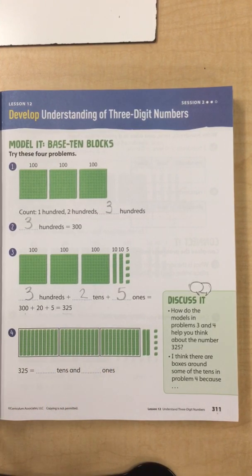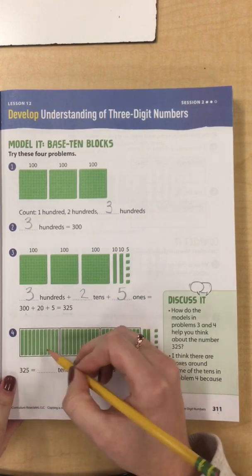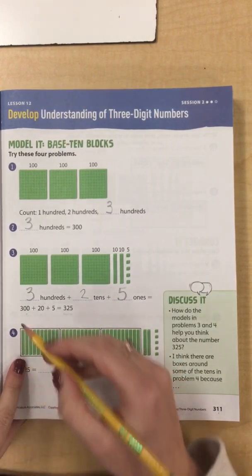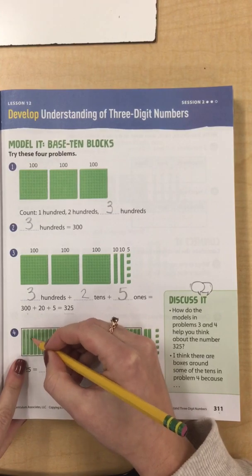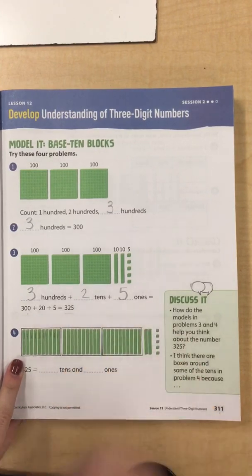So it's asking us, what do we fill out for this one? So 325, that's how many tens and how many ones. So friends, we're going to count all the tens, okay? So these squares right here are actually 100. So they're saying how many tens are in 100? We have 1, 2, 3, 4, 5, 6, 7, 8, 9, 10.